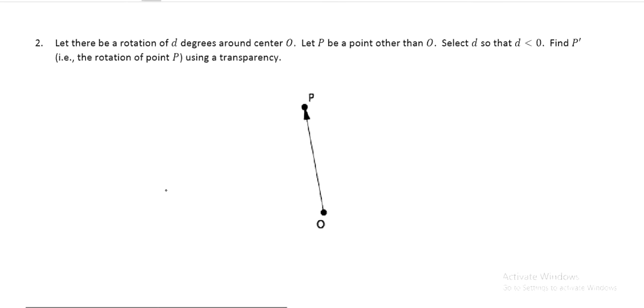Exercise 2 says let there be a rotation of d degrees around center O. Okay, same type of deal. Let P be a point other than O. Select d so that d is less than 0. So that's the difference here. Let's let d equal negative 90 degrees. If a positive 90 degrees means you rotate counterclockwise, negative 90 degrees means you rotate clockwise.